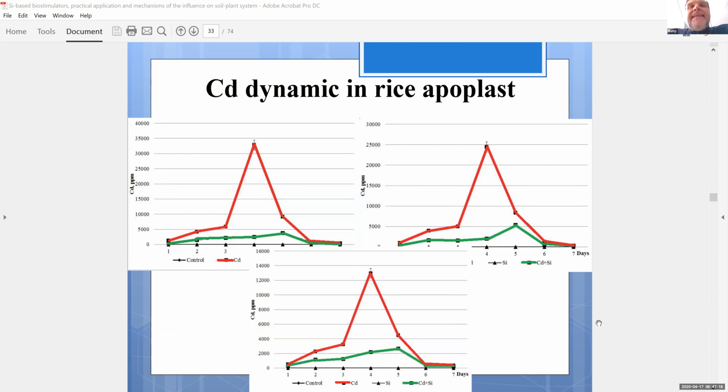We found that silica mostly protects the plant against accumulation of heavy metals. So the silica created a barrier in the transport of heavy metals from roots to leaves. As a result, the heavy metals do not go to the fruits or grain, and we can make a clean yield even if the soil is polluted. Next, please.